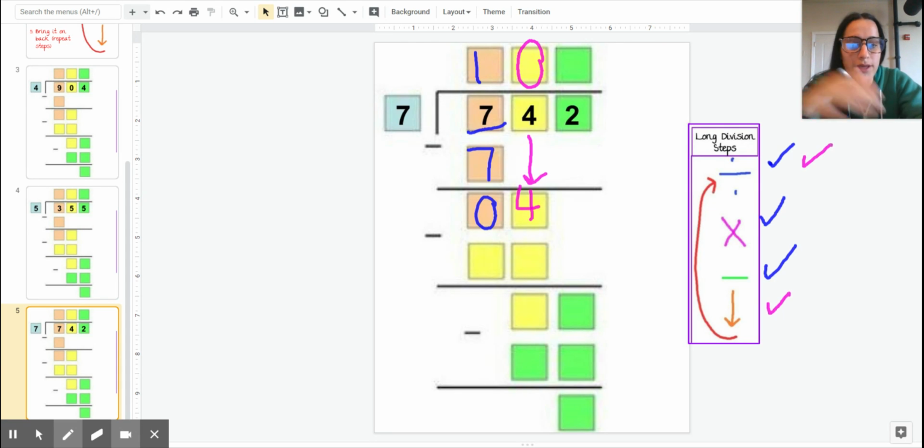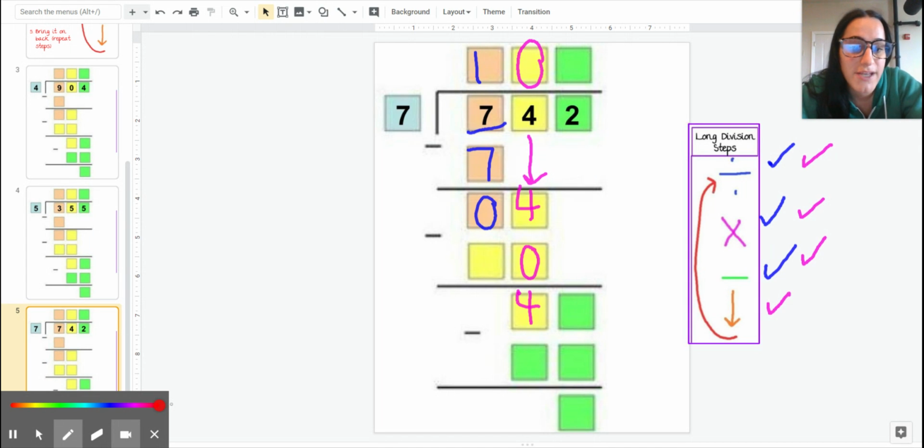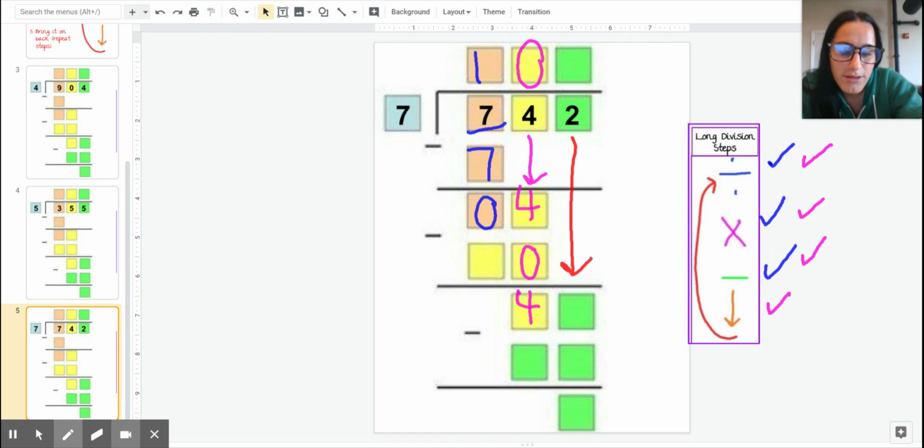Next, I'm going to multiply. 7 times 0 equals 0. Check that we've multiplied. Next, I need to subtract. 4 minus 0 just gives us 4. And we're going to check off that, yes, ma'am, we have subtracted. And our next step is to bring on our next digit in our dividend, which is a 2. So we're going to bring that 2 on down. And it turns the dividend that we are dividing into 42.